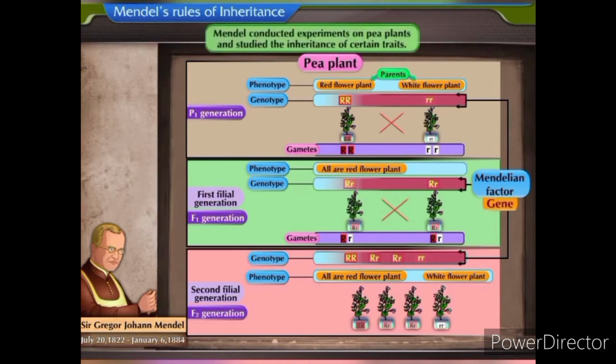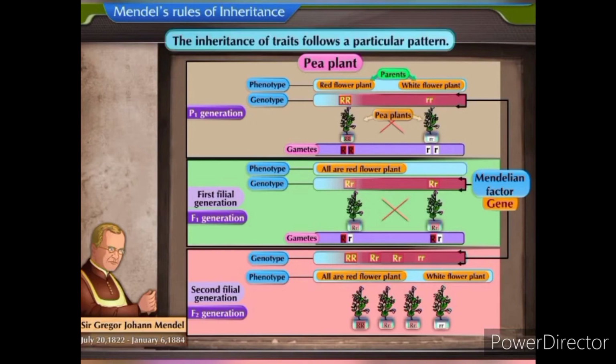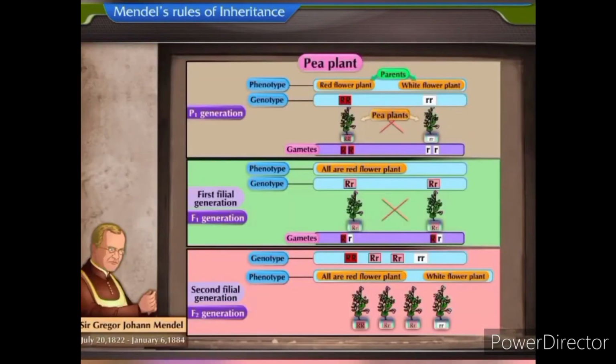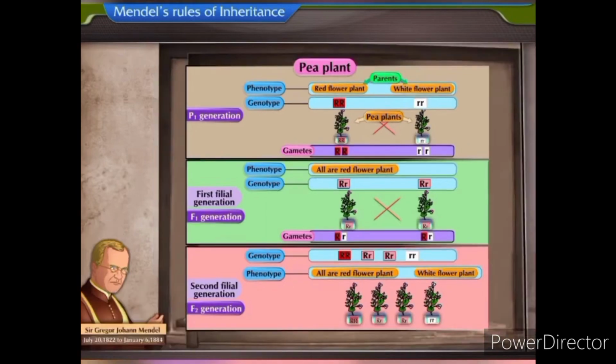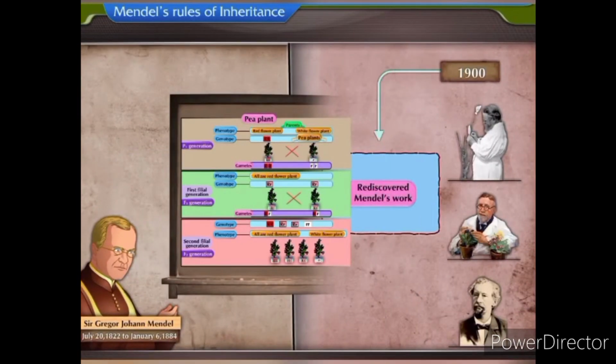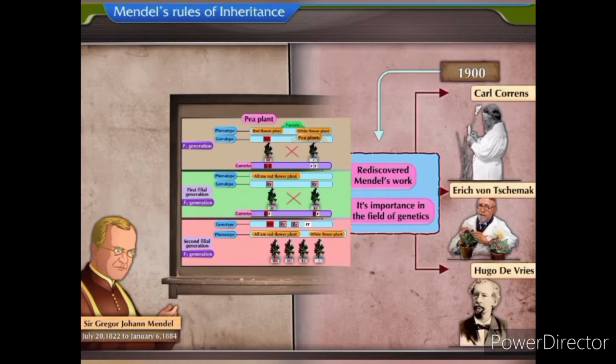He conducted experiments on pea plants and studied the inheritance of certain traits. He concluded that the inheritance of these traits follows a particular pattern. The significance of Mendel's work was not recognized until the turn of the 20th century. In 1900, scientists rediscovered Mendel's work and its importance in the field of genetics. His work was thus appreciated by the society after his death.